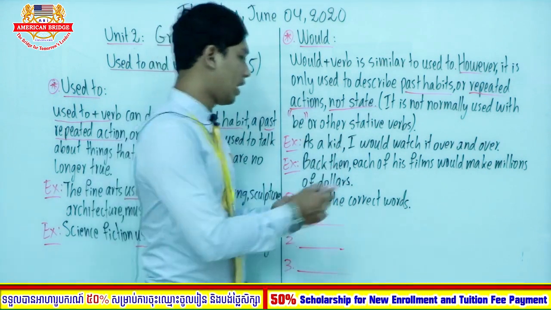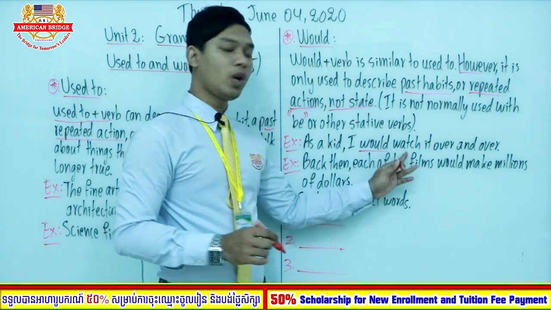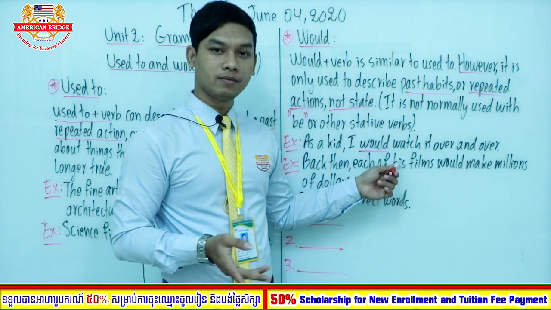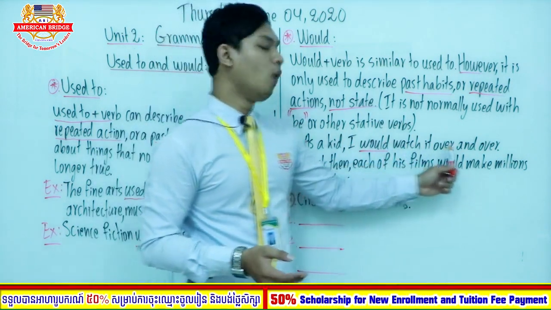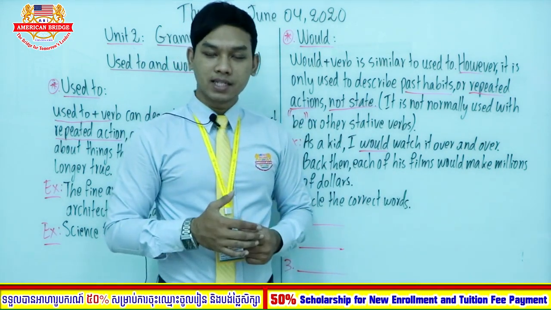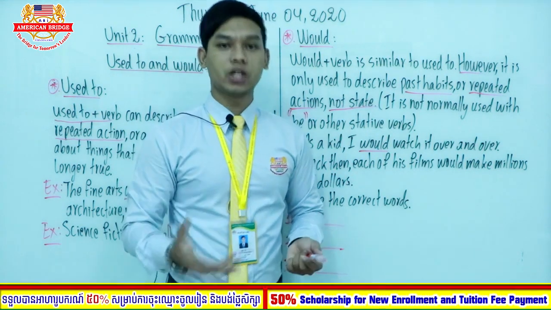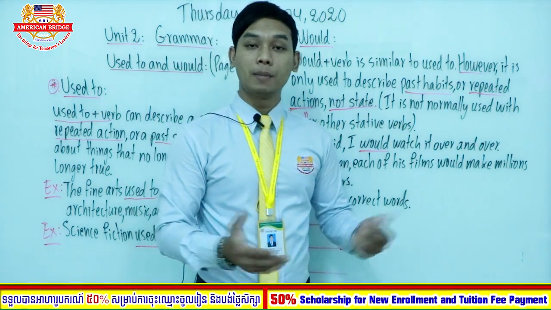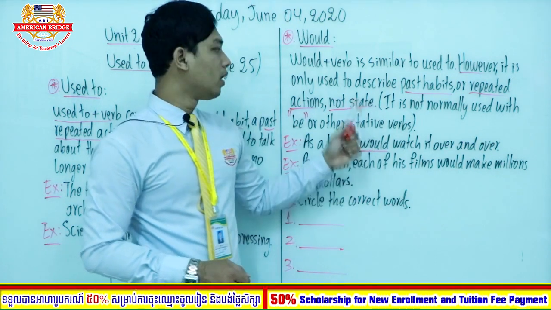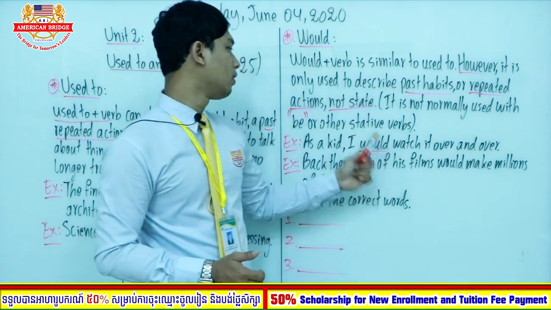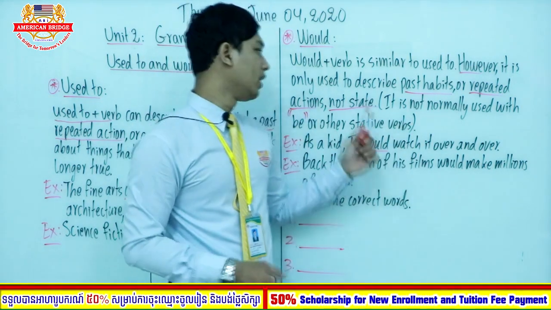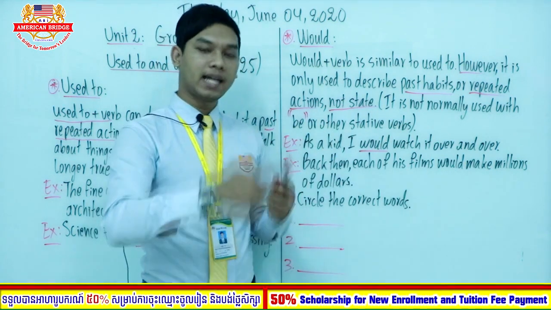Alright. Look at the example. We say, "As a kid, I would watch it over and over." Actually, watch here is not a stative verb. Watch here is an action verb, so you can use would with watch. As I gave you the example, I said, "When I was young, I would watch Tom and Jerry over and over again," right? Good. So it shows past habits. It shows repeated actions in the past. When you say "I would watch it again and again," it shows repeated action, right? You watch it again and again and again, like that.